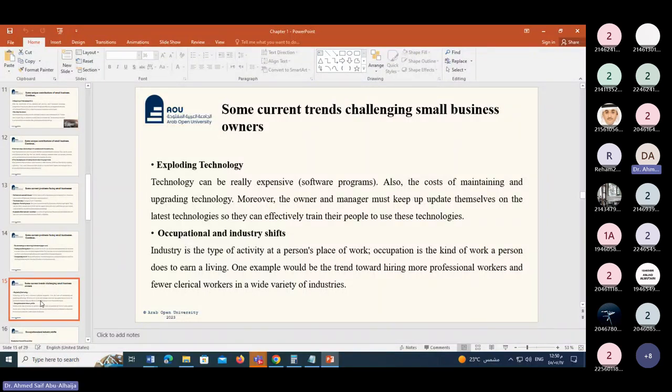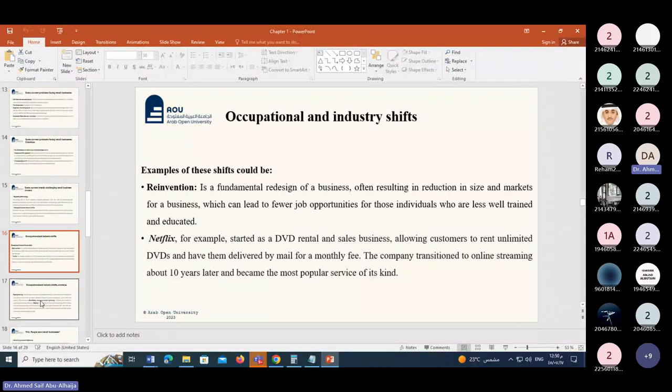Number two, the second challenge, is the occupational and industry shifts. So what are these industrial and occupational shifts? One of these things, shifts, for example, reinvention. Give us Dr. Ahmed's example.